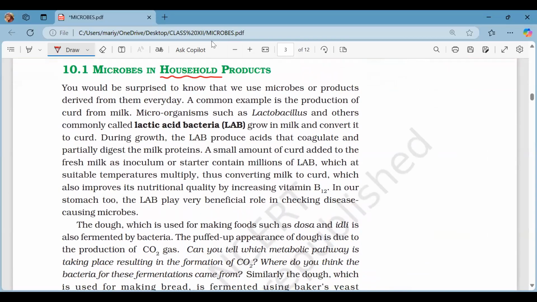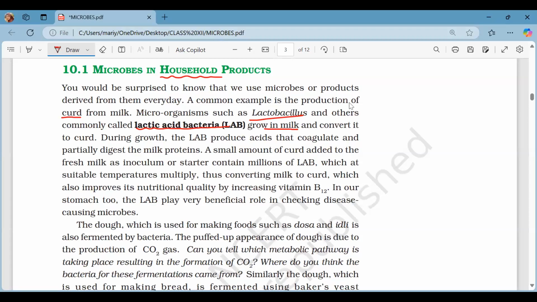The most common and easily occurring example is milk turning to curd, right? During the formation of curd, the microorganism called Lactobacillus and others known as lactic acid bacteria grow in the milk and cause the curdling of the milk. You might have heard that eating curd is really healthy for us. Why? Because curd has a lot of vitamin B12 in it. It is nutritionally enhanced.